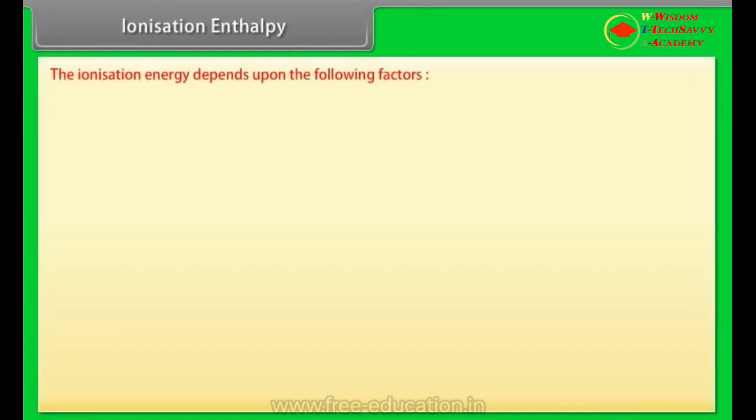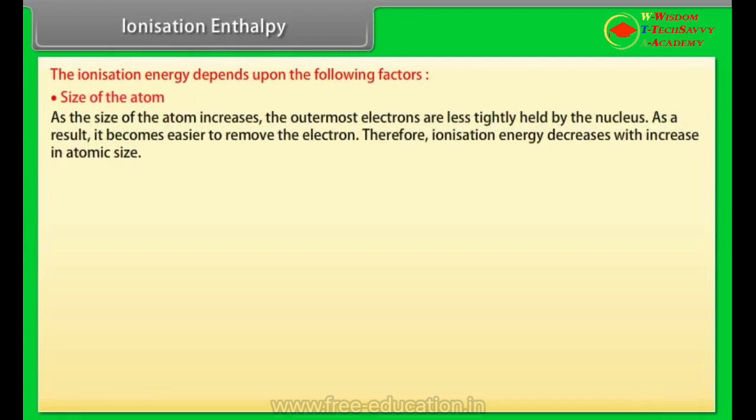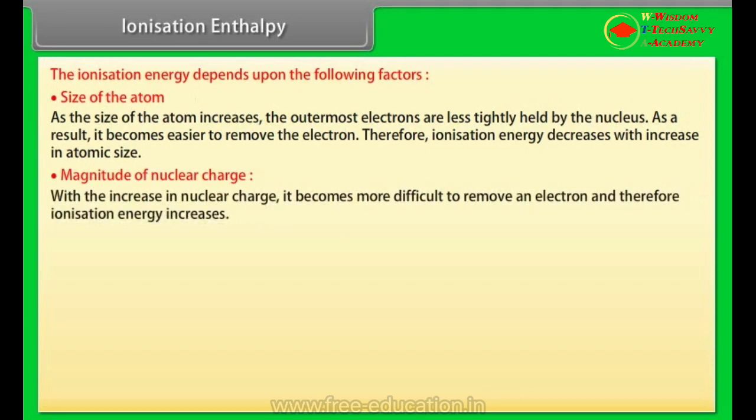The ionization energy depends upon the following factors. Size of the atom. As the size of the atom increases, the outermost electrons are less tightly held by the nucleus. As a result, it becomes easier to remove electron. Therefore, ionization energy decreases with increase in atomic size. Magnitude of nuclear charge. With the increase in nuclear charge, it becomes more difficult to remove an electron and therefore ionization energy increases.